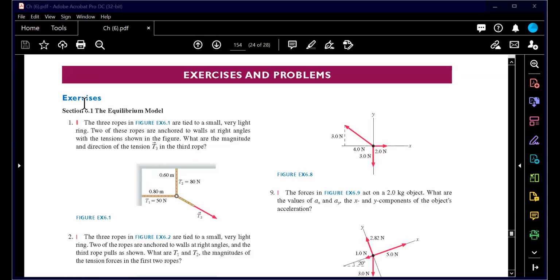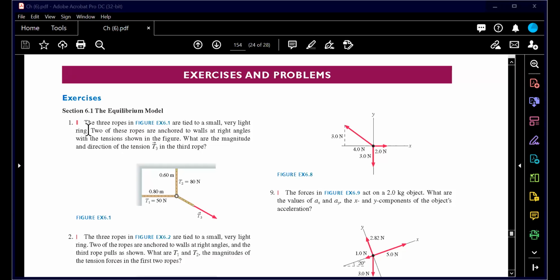Okay, so we're looking at different examples of equilibrium problems first. The first section in chapter 6 is all about the equilibrium model, which is just when the sum of the forces on an object equals 0. And I got a couple of examples that I think are helpful, but to be honest, just talking about some of these are good too.